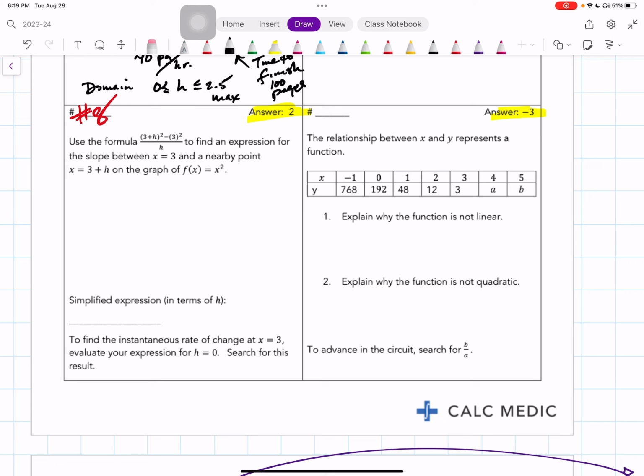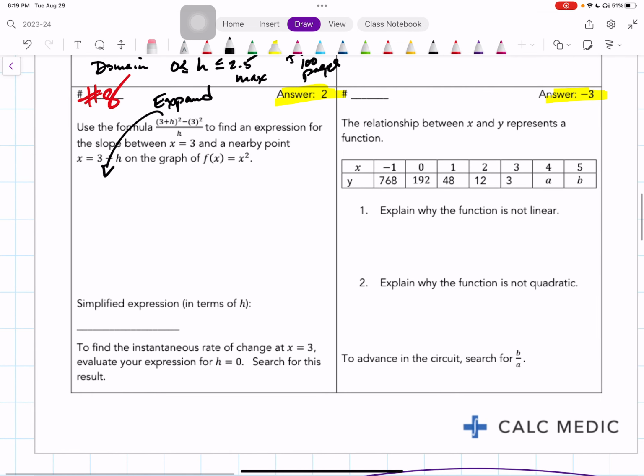So what in the world do we do? To find the slope, what we want to do is simplify this. I'm going to expand this. If you don't know how to expand a binomial in your head, let's go over here first. 3 plus h times 3 plus h. If you can't do that in your head, use FOIL or the distributive property and you get 9 plus 3h plus 3h plus h squared. That gives you 9 plus 6h plus h squared.